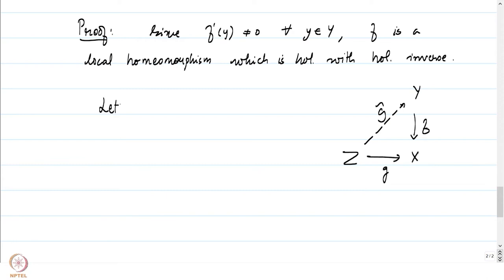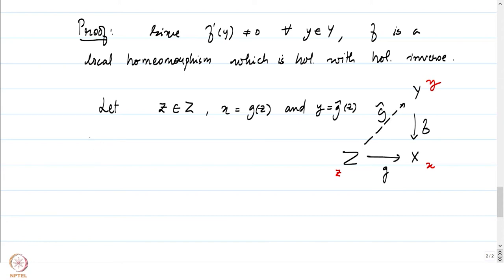So let's fix a point Z here, Z being capital Z. Let X be equal to G of Z, and Y be equal to G tilde of Z. Let me just use red to denote all that. Z is a point here, Z is getting mapped by G tilde to a point Y here, and it is getting mapped to X here. So the map G takes Z to X and the map F takes Y to X because of the fact that G tilde is a lift.